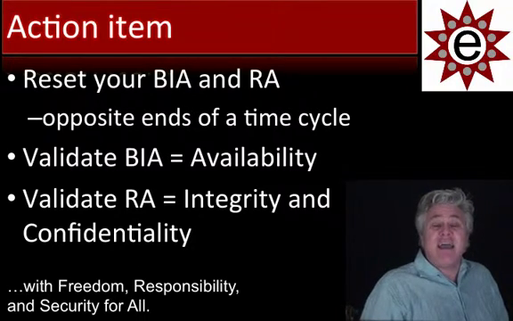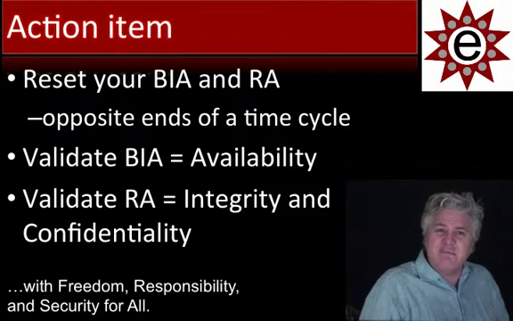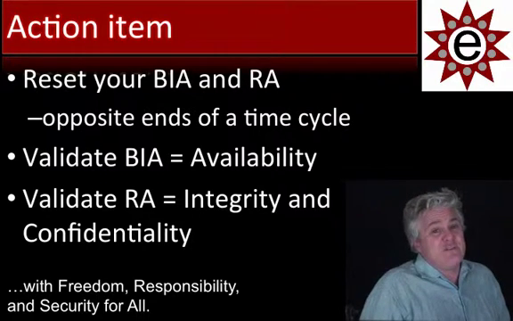If you do a BIA once every 6 months and a risk assessment once every 6 months, maybe you should think about doing them at opposite quarters. You can gain that invaluable information and insight from each one of each other. Also, make sure that you validate the BIA is focused on availability and the risk assessment is focused in on integrity and confidentiality.